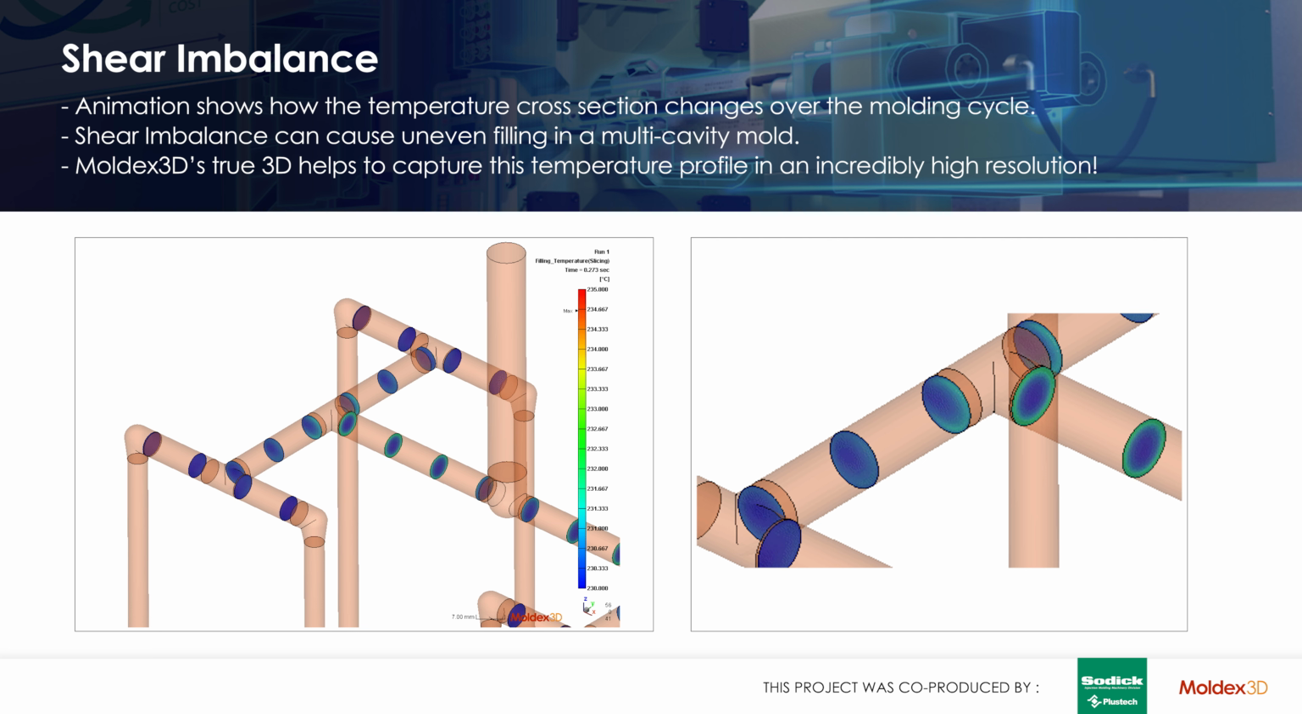To visualize the root cause of potential cavity-to-cavity imbalance, Moldex3D's true 3D solid mesh can capture any thermal imbalance in the runner created by the flow of plastic. This can be done for both hot manifold systems as well as complex cold deck layouts.